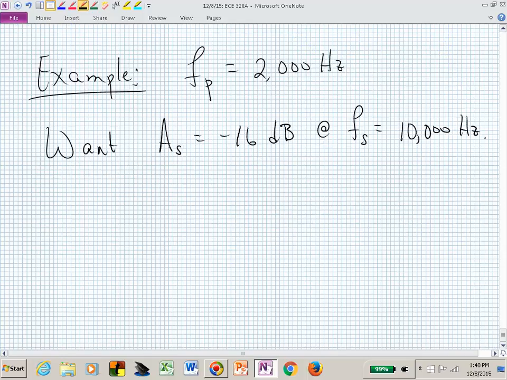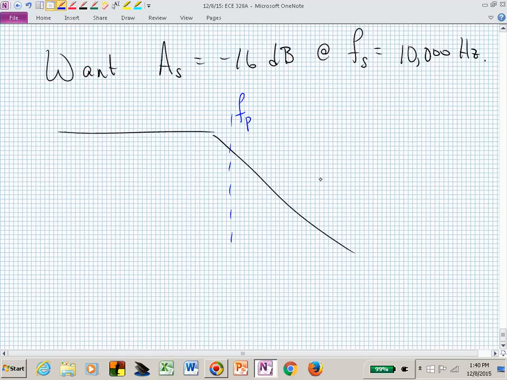If it was, then we could say, oh, maybe we just need a first order. A first order filter would be minus 20 dB, a decade beyond 2000. That's not really going to meet our specs. What we have now in terms of specifications, this is now our F sub P, and this is our F sub S. And we want this point to be minus 16 dB.